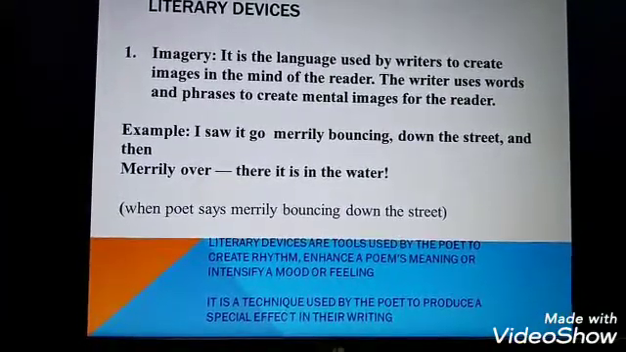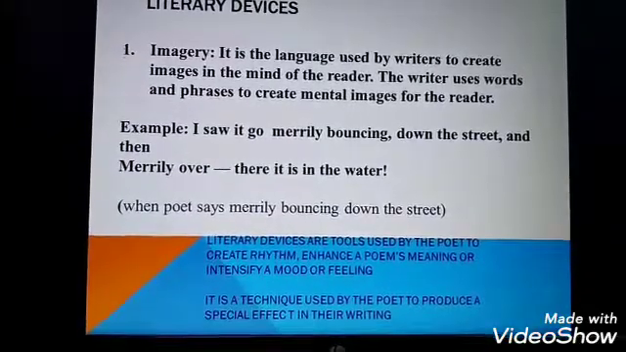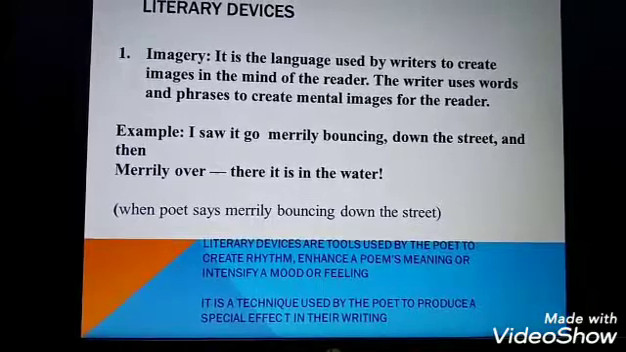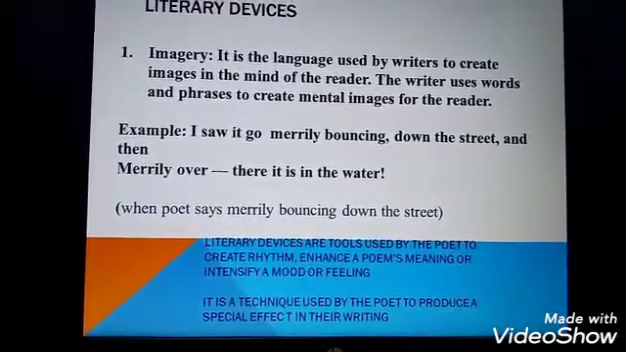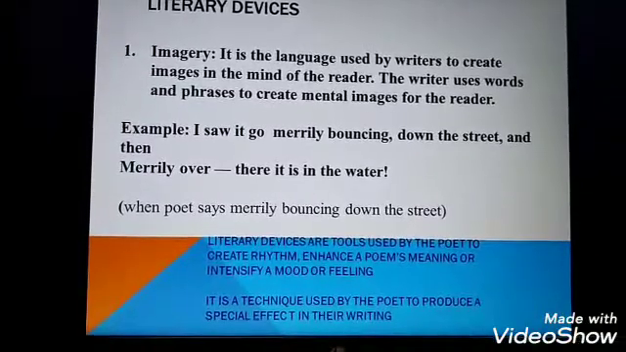For example, "I saw it go merrily bouncing down the street and then merrily over. There, it is in the water." So when the poet says "merrily bouncing down the street," this is an example of imagery.